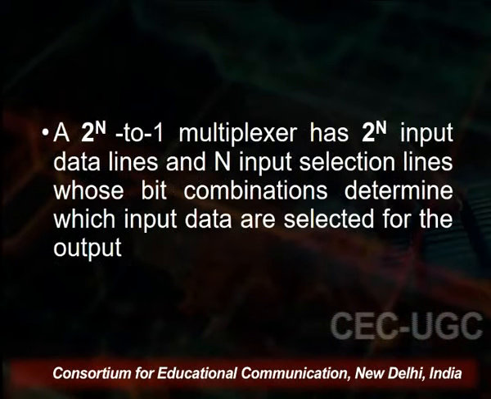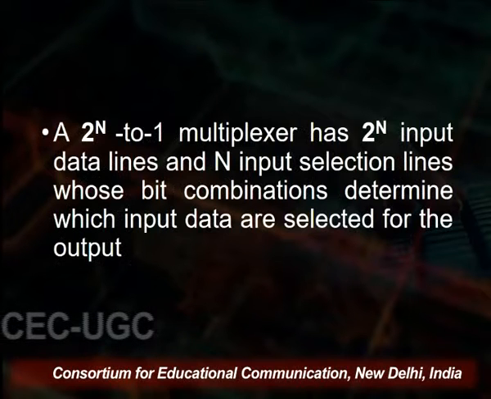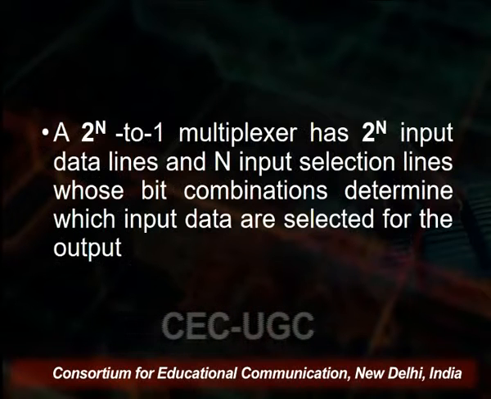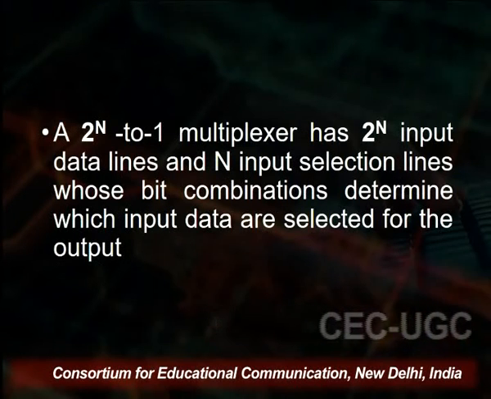A 2 to the power n to 1 multiplexer has 2 to the power n input data lines and n input selection lines, whose bit combinations will determine which input data are selected for the output. A multiplexer is a combinational circuit that has 2 to the power n input lines and a single output line. The multiplexer is a multi-input and single output combinational circuit. The binary information is received from the input lines and is directed to the output line.